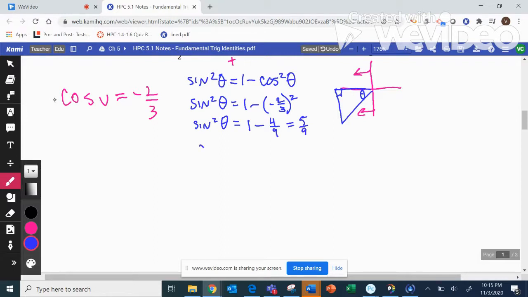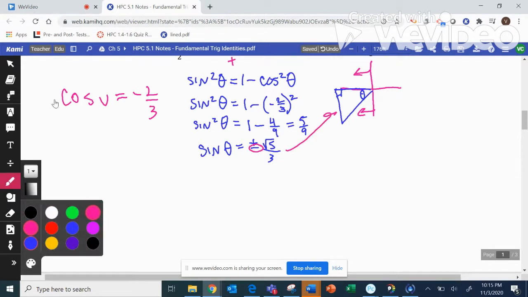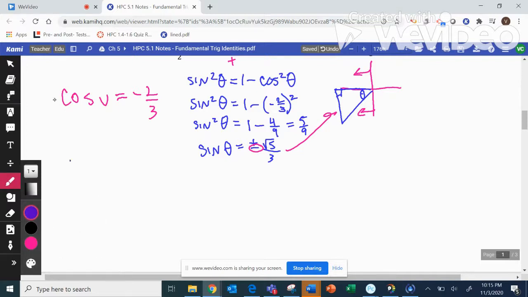So now I can square root both sides, and I can get sine theta is equal to plus or minus square root of 5 over 3. I just square root the top and the bottom number. Now, because of the quadrant that it's located in, I know that we will be using the negative version of this because sine is negative in the third quadrant. So I will have my sine theta is negative square root 5 over 3. Cosine theta is negative 2/3.